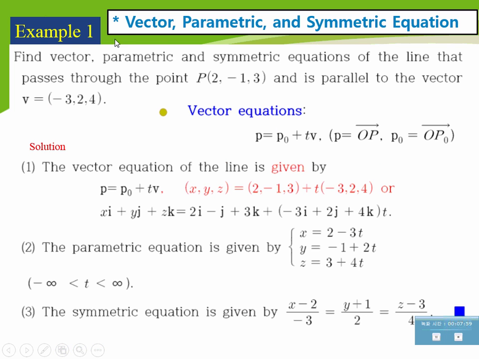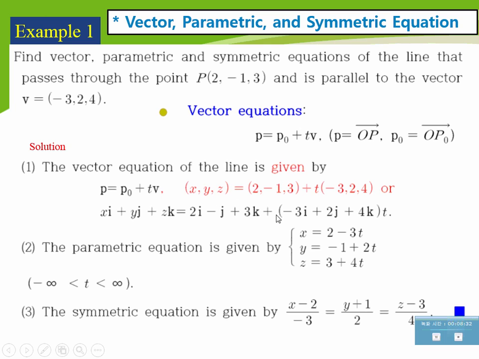Example 1. Find the vector, parametric, and symmetric equation. Suppose we have a position point P0 and a direction vector V. Then we have a vector equation, P is equal to P0 plus tV, isn't it? So this vector equation can be written as (x, y, z) equal to (2, -1, 3) plus t times this direction vector. This is a vector equation.